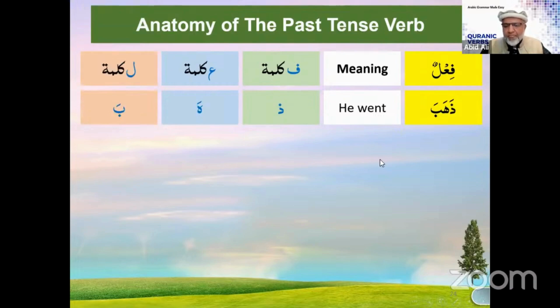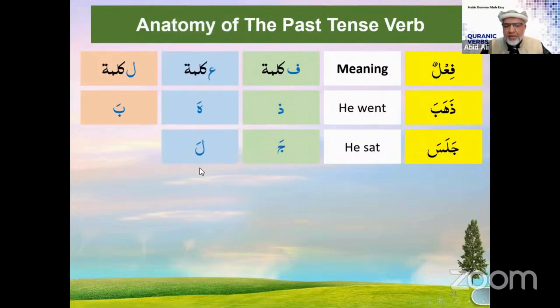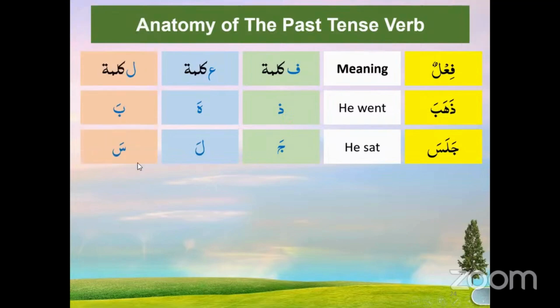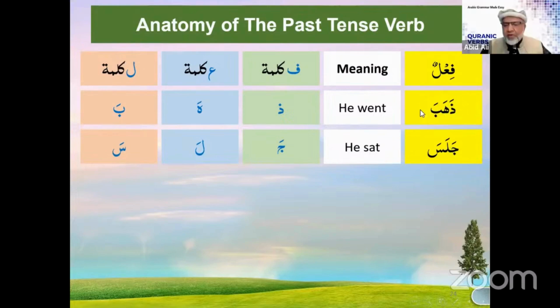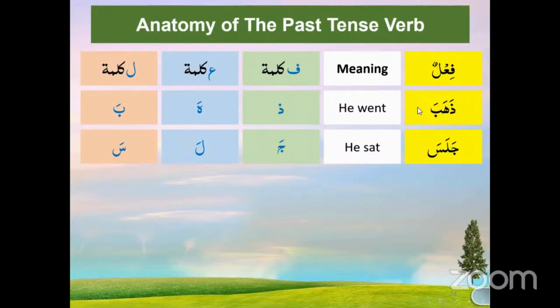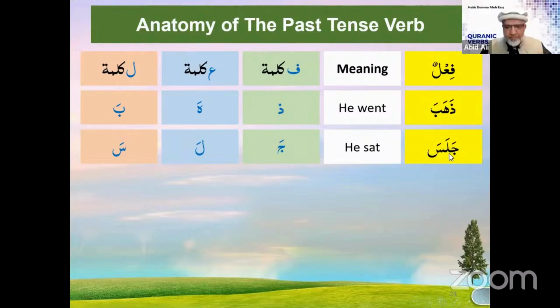What is the lam kalima? Ba. If I give you jalasa, meaning he sat, what is the fa kalima? Jim. What is the ain kalima? Lam. And what is the lam kalima? Si. Yes. Now, can we make the 14 variations of zahaba? Yes, we can. Can we make 14 variations of jalasa? Yes, we can. And those 14 variations are 14 verbal sentences.